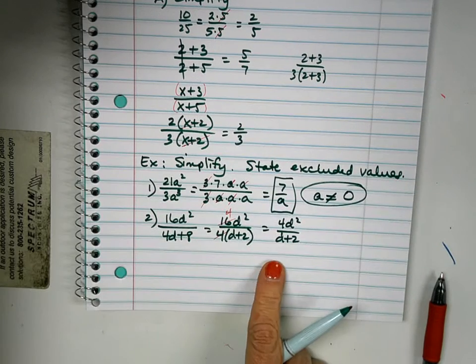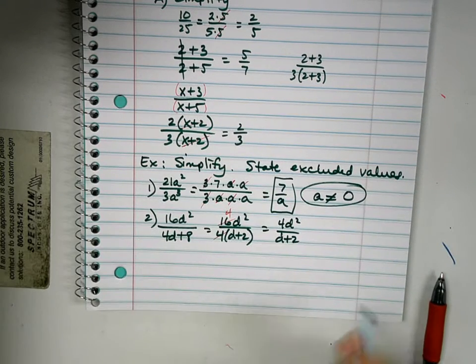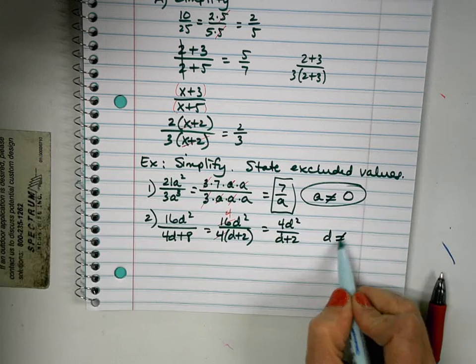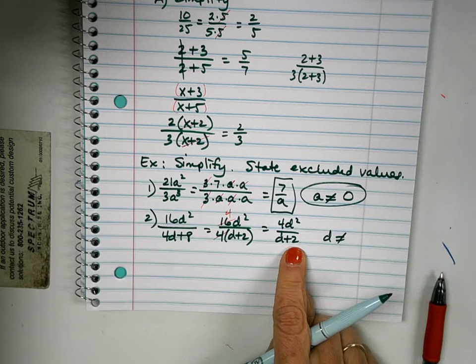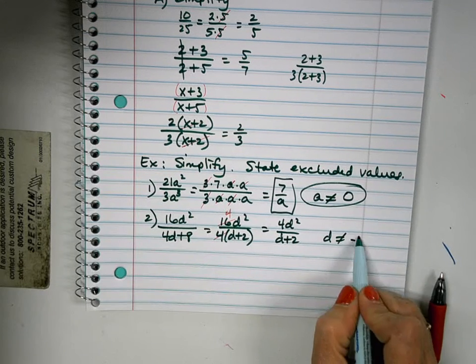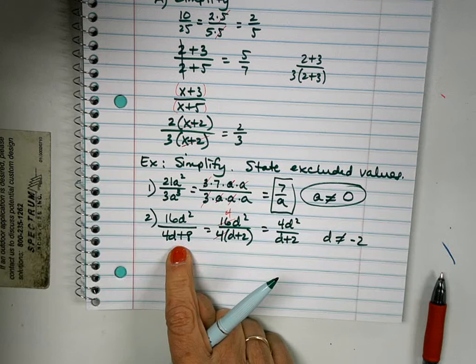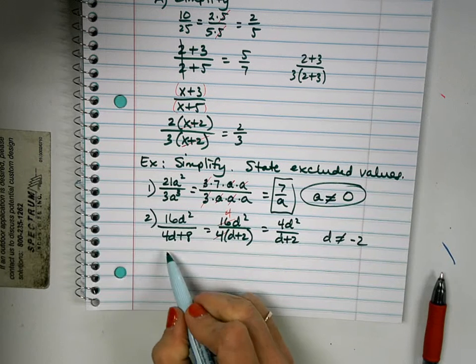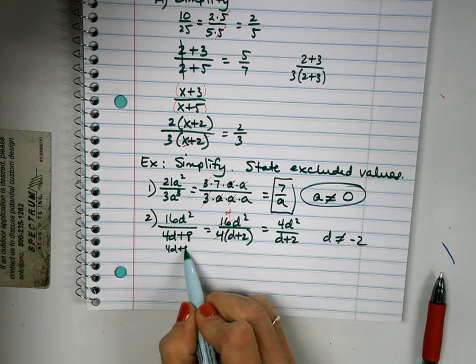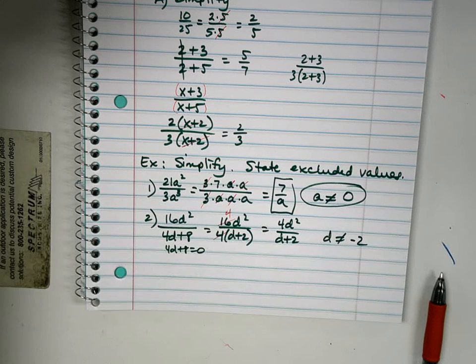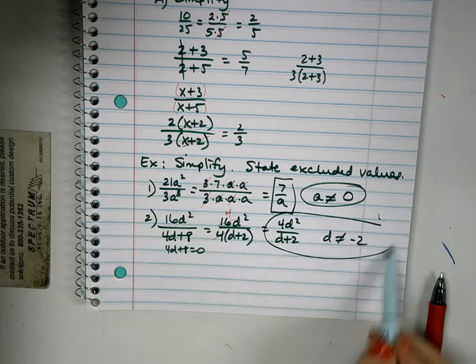Okay? And then here, as far as the excluded values, I can tell from here d can't be negative 2, right? What about here? If you set this equal to 0, what would that be? 4d plus 8 equals 0. What would that equal? D can't be what? Negative 2. Same value, right? Okay, so this is my answer.